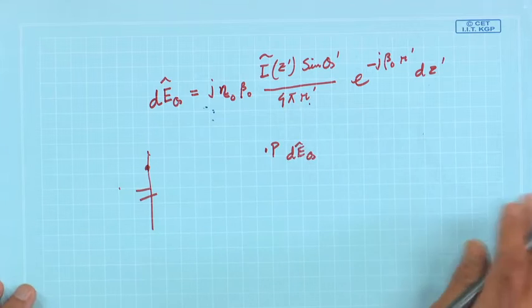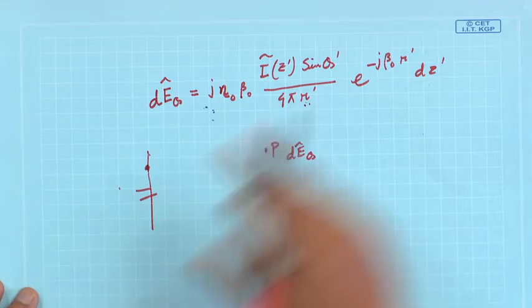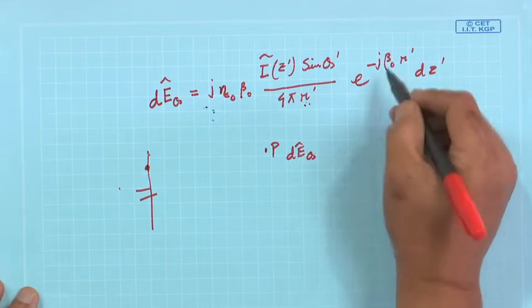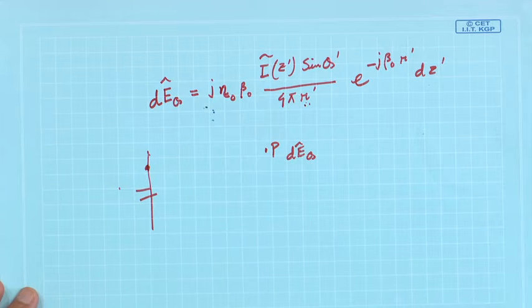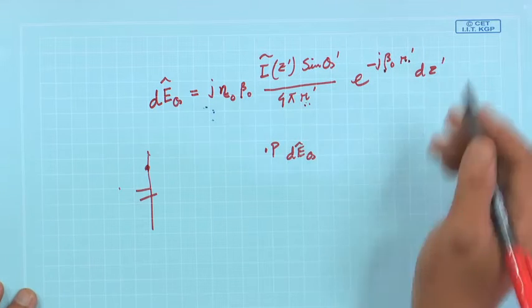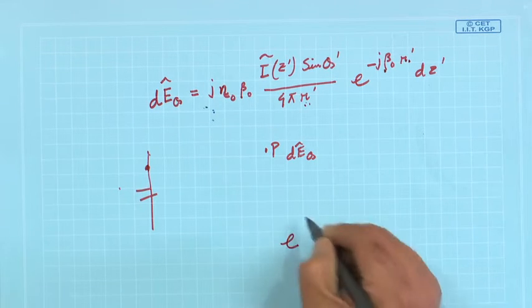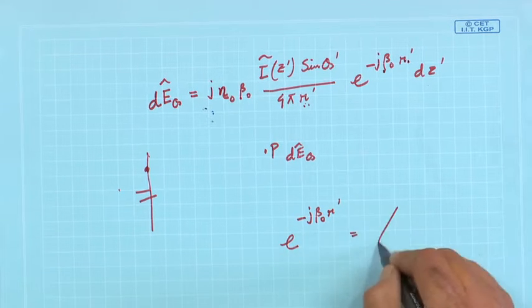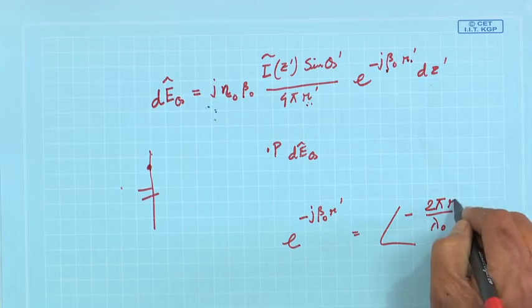Now, as we know, in the denominator, since P is in the far field, r and r dash are all equal, but we cannot do this in the phase part, because phase is very much sensitive, and actually it is not only r dash, it is beta naught into r dash. So, let us write this phase term e to the power minus j beta naught r dash. This angle is beta naught, which means 2 pi by lambda naught, into r dash.